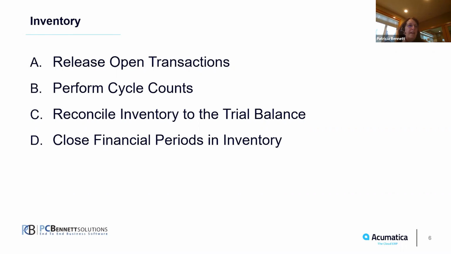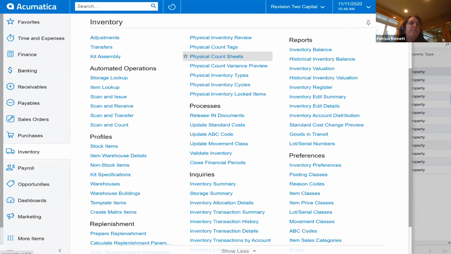The modules that have the ability to close the financial periods are inventory, accounts receivable, accounts payable, fixed assets, commissions, the cash. I hope I'm not missing anything. We'll take a look in a minute. Okay, so if I look at my inventory, as you can see, we have the physical counts, and under processes at the bottom, we have closed financial periods.